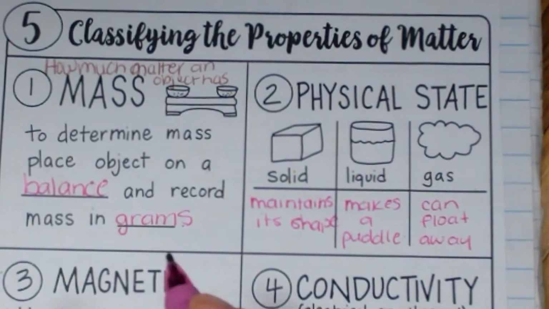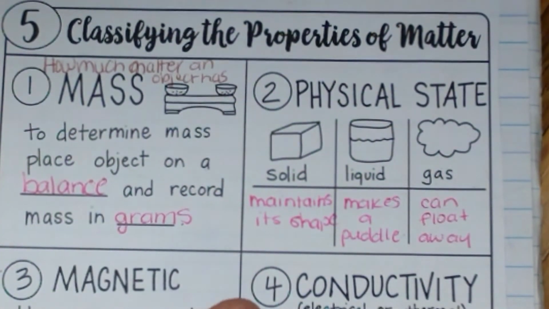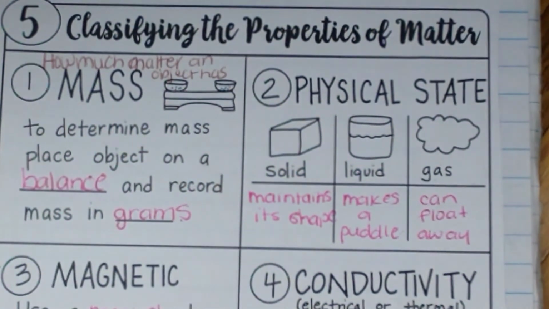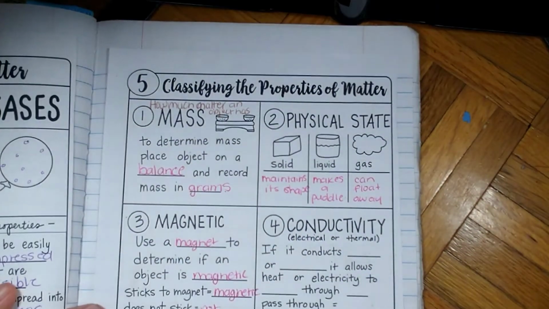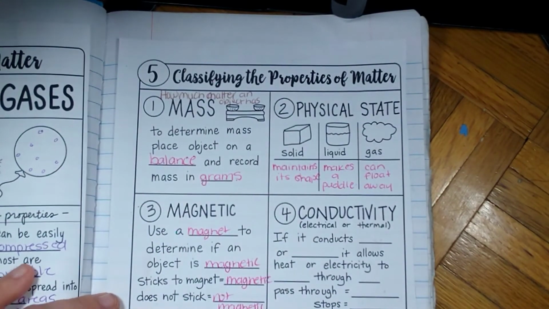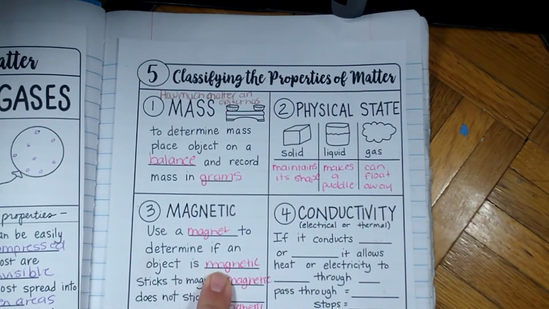Also, for magnetic, use a magnet to determine if an object is magnetic. If it sticks to the magnet, it's magnetic. If it doesn't stick, it's not magnetic. Pretty simple there. Zoom on out so you can see what I wrote. So if you use a magnet to determine if the object is magnetic, it sticks to the magnet, it is magnetic. If it does not stick, it is not magnetic.